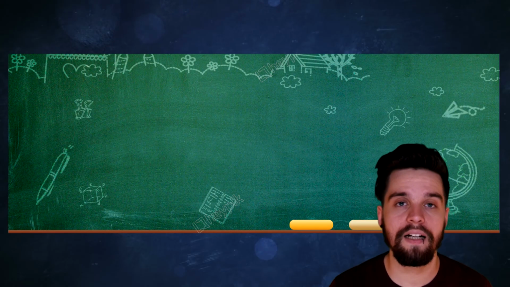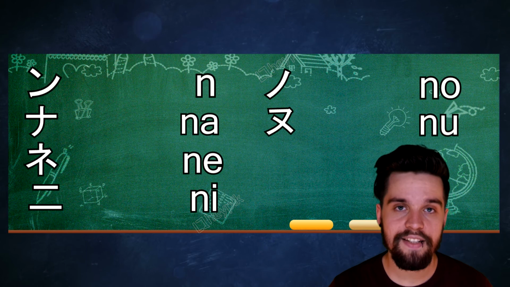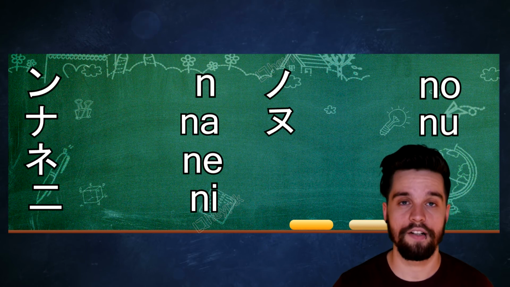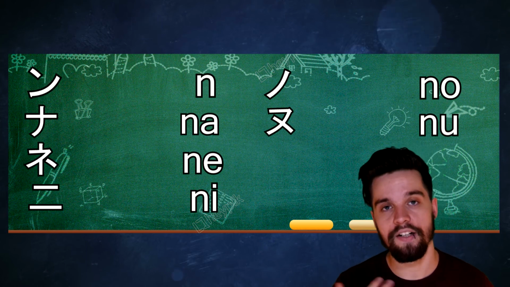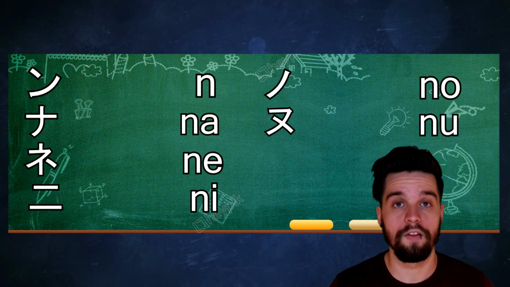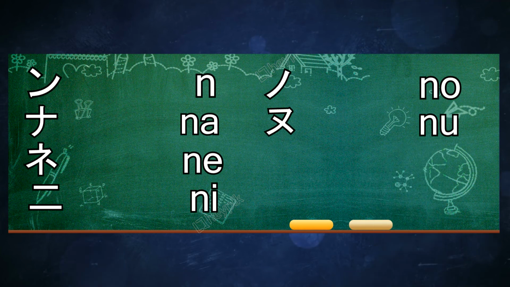Today's kana are the katakana that start with N. There are 6 of them, which is kind of unusual because usually there are always 5, but in this case there are 6 because of the single N. Now the pronunciations are na, ne, ni, no, and nu.